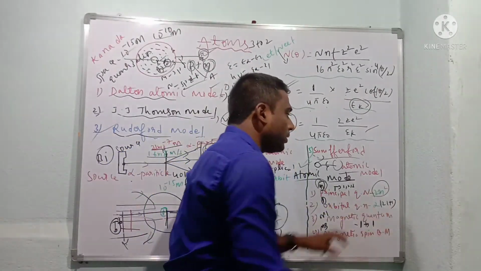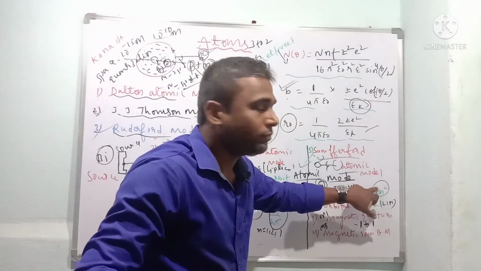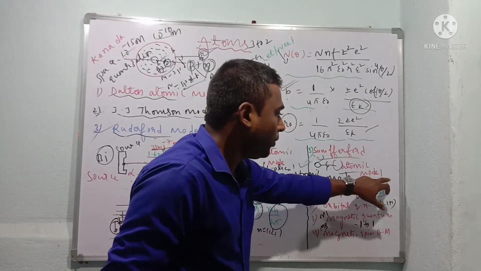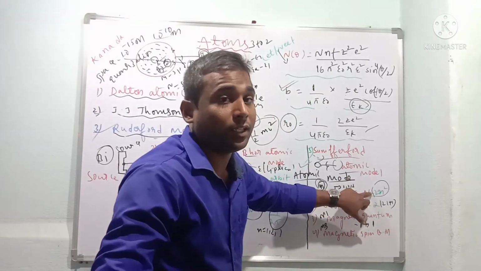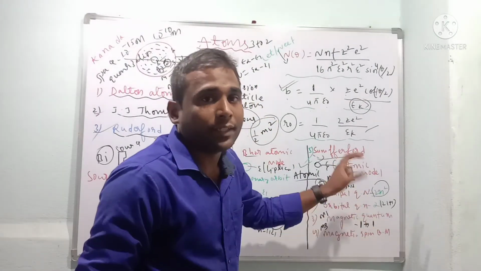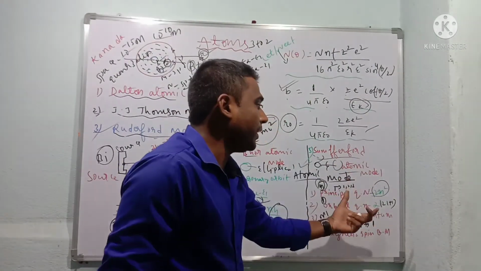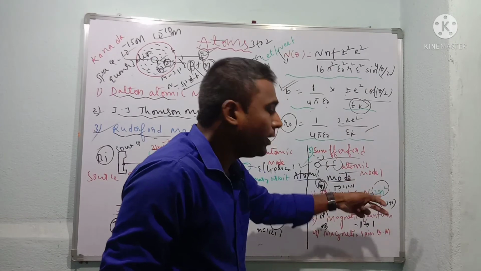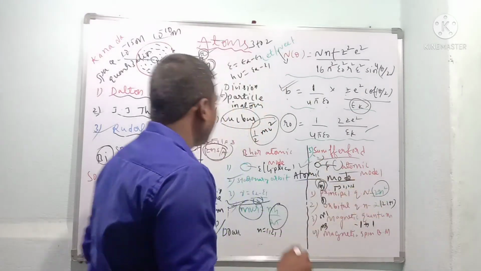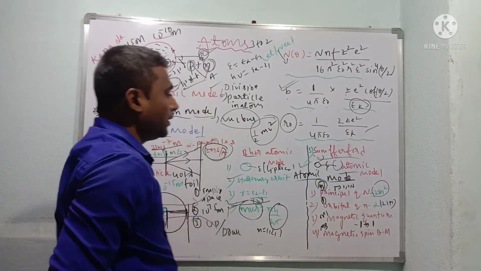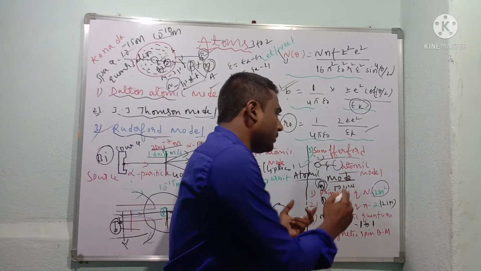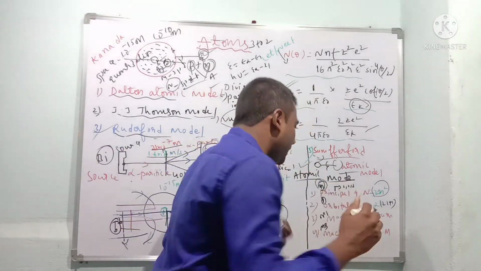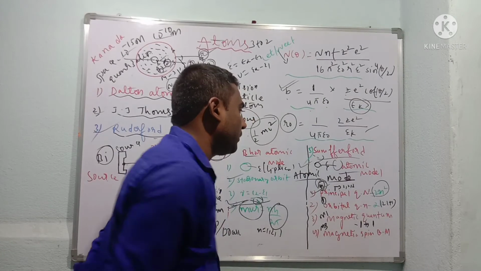If you put n equal to 1, there are 2 electrons in the K shell. Put n equal to 2, 4 into 2, 8 electrons in the L shell. Put n equal to 3, 9 into 2, 18 electrons in the M shell. Put n equal to 4, 16 into 2, 32 electrons in the N shell. So this is the size of the atom and the energy levels, which are given by the principal quantum number.